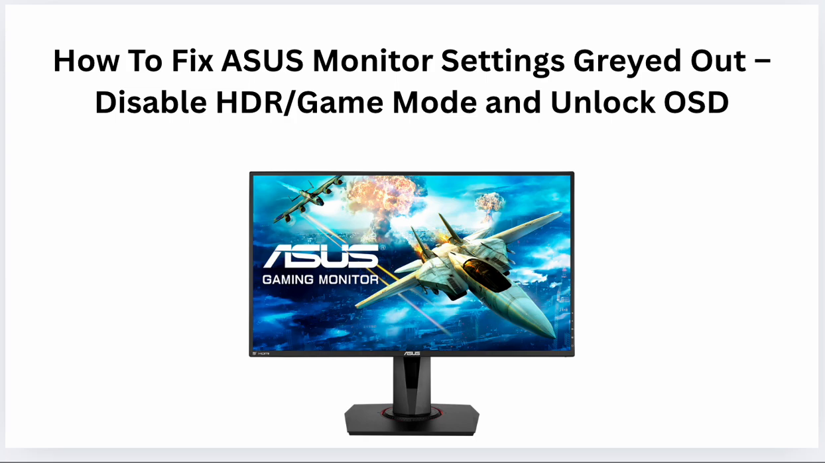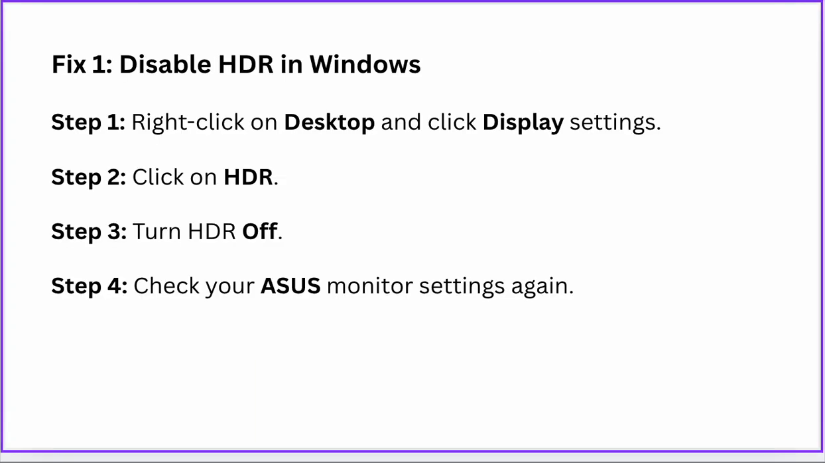Today's video we will fix an ASUS monitor settings grayed out, disable HDR, game mode and unlock the OSD. So in fix one, you can disable the HDR in Windows. Right click on desktop and click display settings, then click on HDR and turn off HDR. After that, check your ASUS monitor settings again.